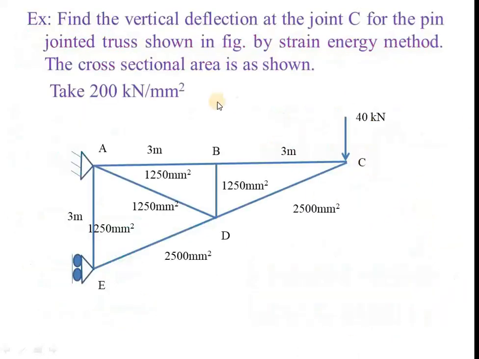Next, we'll consider one problem here. We are asked to find the vertical deflection at the joint C for the pin jointed truss shown in figure by strain energy method. The cross-sectional area is as shown. Here the cross-sectional area of each member is mentioned separately. E is common for all the members. For all members, it is 200 kilonewton per mm squared.